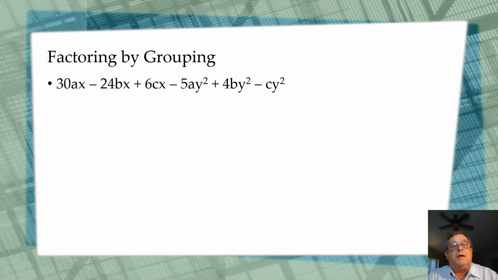When we find ourselves looking at a polynomial that perhaps has 4 or more terms, we might see if we can factor that by grouping.